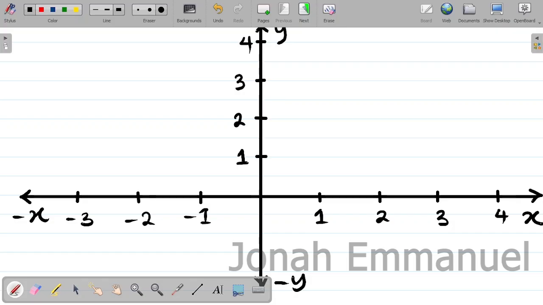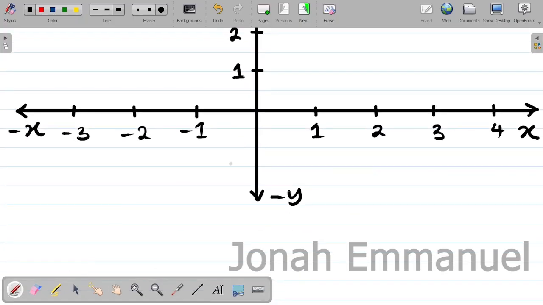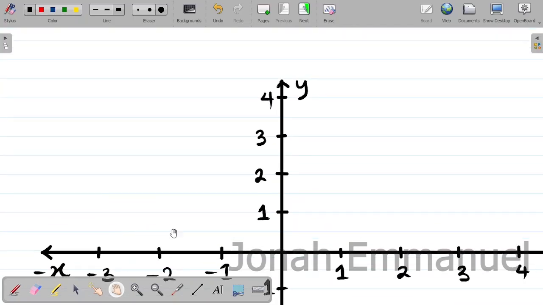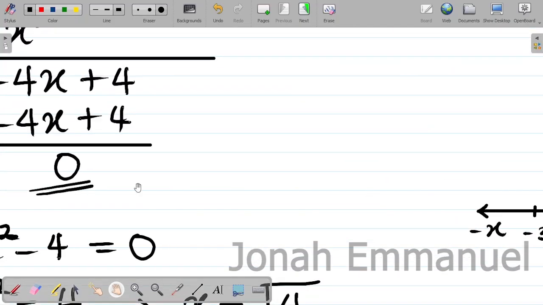Let's get for the negative of y, just so we can get a value for this. Somewhere around here, 1, 2, this is negative 1 for y, right? You may not actually put in these values as much as this. You don't really have to, but just to illustrate my point, okay?